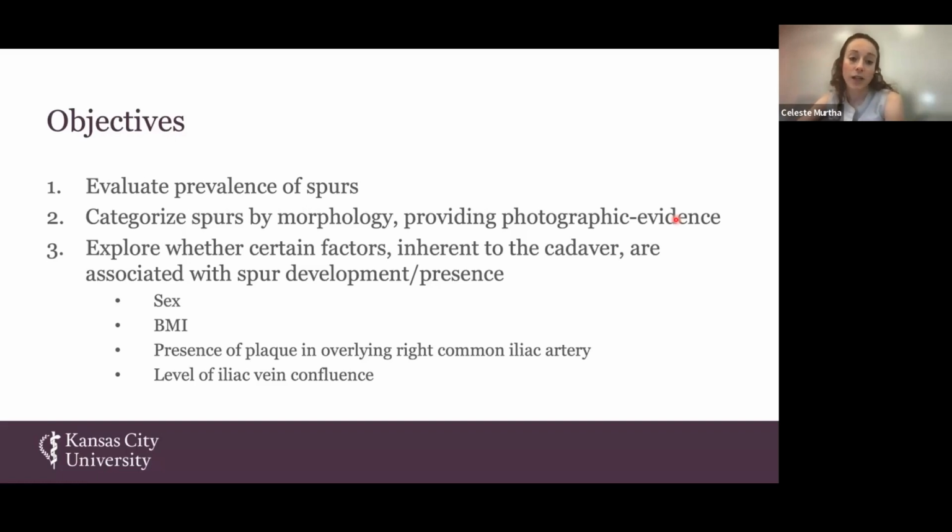And then lastly, I wanted to explore whether certain factors that are inherent to the cadaver are associated with spur development or presence. And so I looked at cadaver sex, BMI, the presence of plaque in the overlying right common iliac artery, and lastly, the level of the iliac vein confluence.